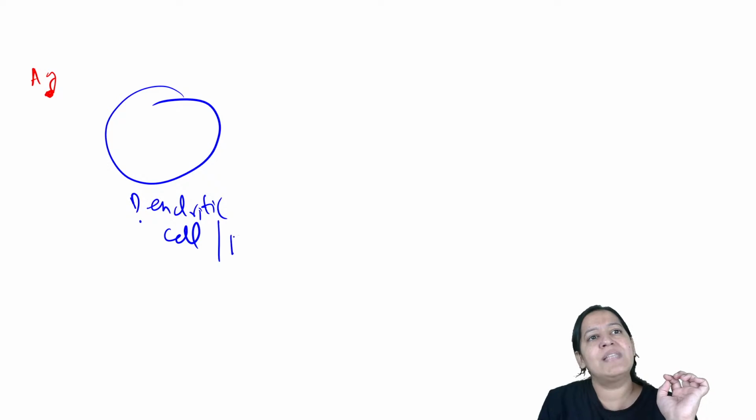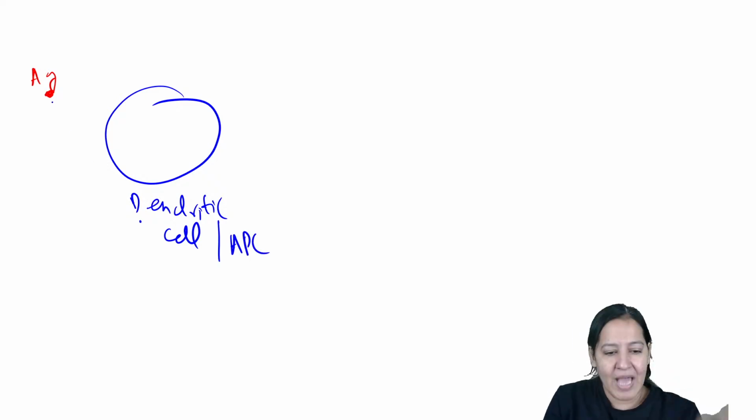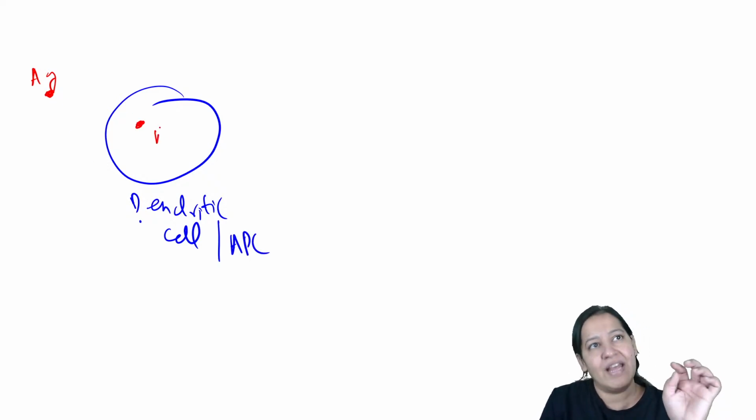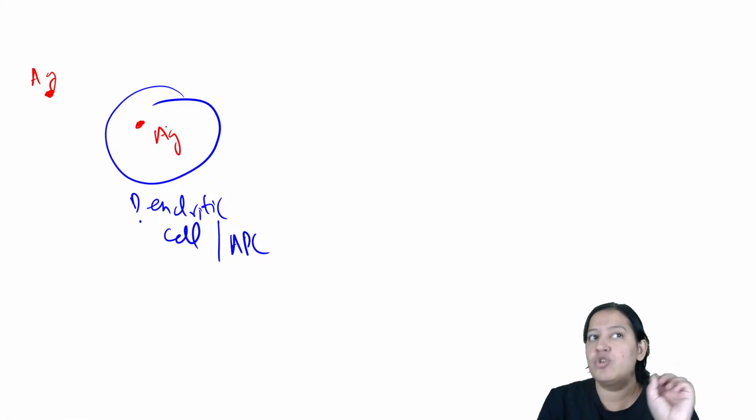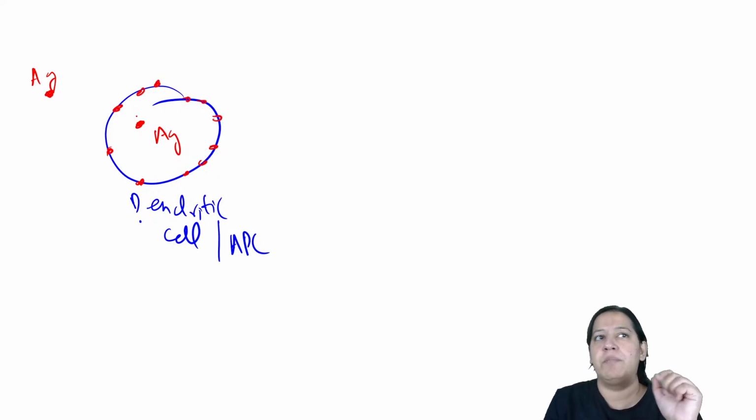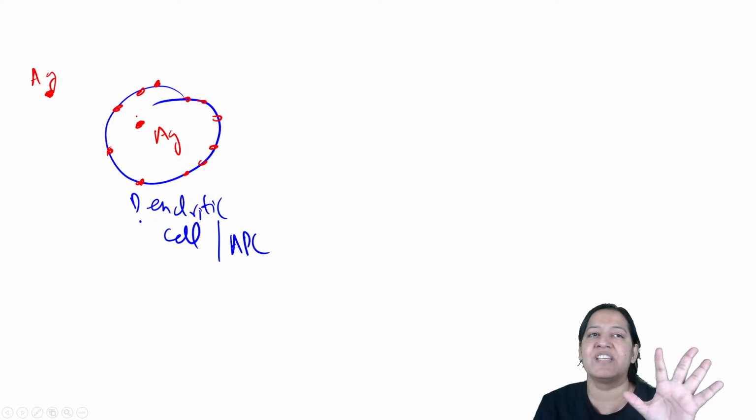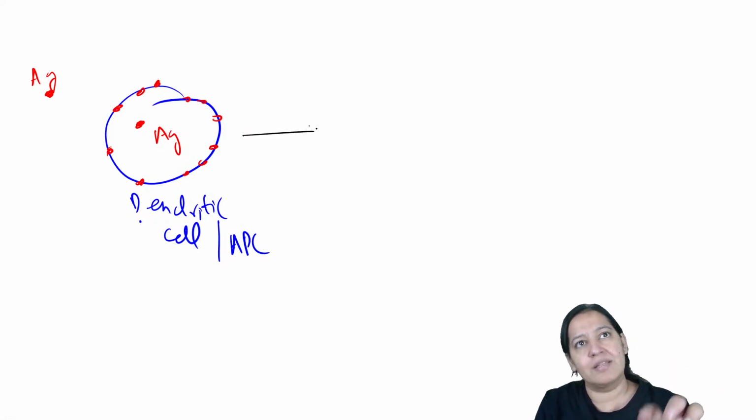Dendritic cell, also known as antigen presenting cell. The antigen is engulfed by this cell. It will engulf the antigen, degrade it into multiple pieces and process the antigen on the surface with the help of MHC, the major histocompatibility complex. It will process it on the surface and take this antigen to another cell.